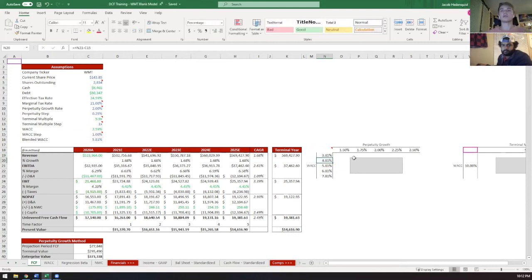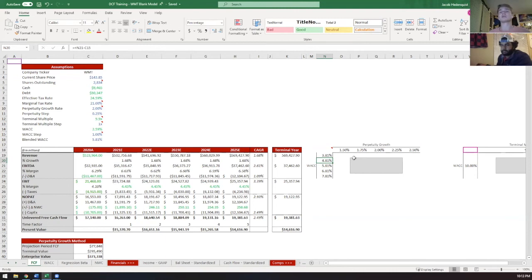And you could really do anything for these steps, but you want to do something that makes sense. Like if you did a percentage point step for the perpetuity growth, it'd be 2, 3, 4. That doesn't really make sense because US GDP is not going to be growing at 4% long term, and it hasn't in the past, and we're not really expecting it to grow like that in the future.